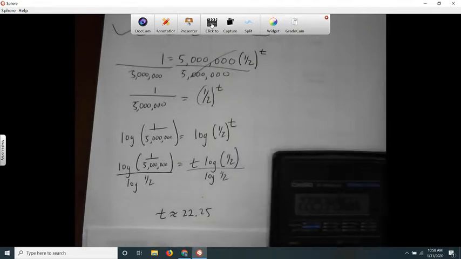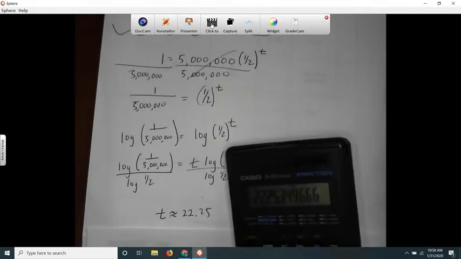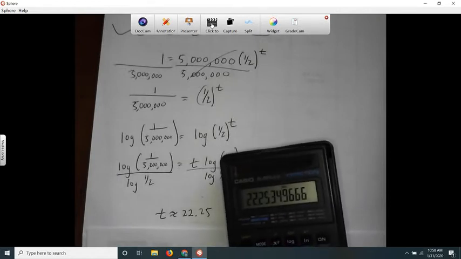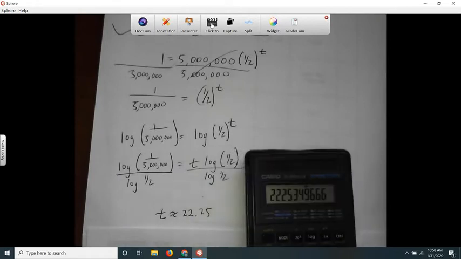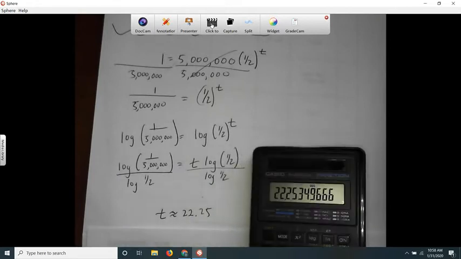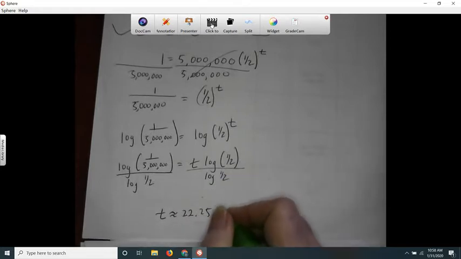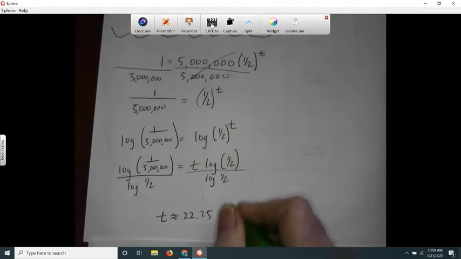And we remember that T was in minutes. So if there was only 1 byte left after 22.25 minutes, I'm going to say there's probably 0 bytes left after 23 minutes. Or, to be safe, I could say 24 minutes. But the answer book says after 23 minutes. So that was an interesting problem.